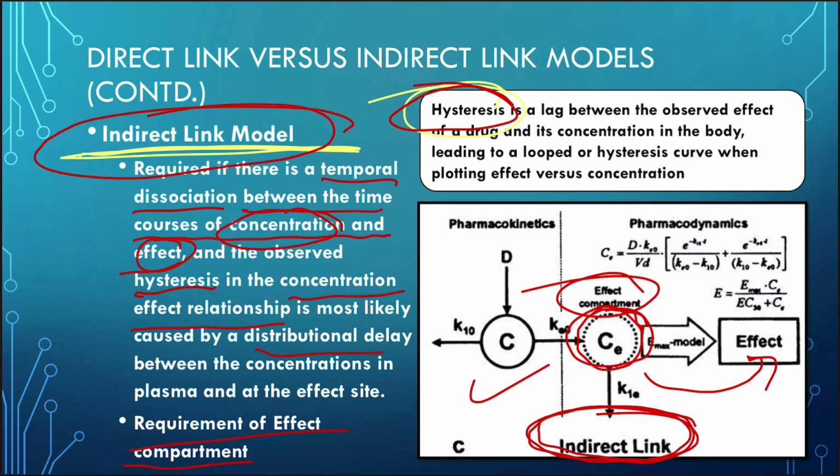Hysteresis is basically the lagging of the effect behind the concentration, that is, the maximum concentration and the maximum effect are not coinciding with each other, and this hysteresis leads to the formation of a looped graph. It can be like this or it can be like this also. That is what is called the hysteresis loop.